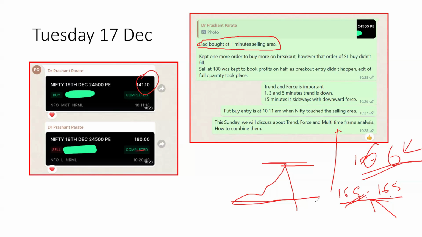But I had already kept this target of 180 because when a move happens rapidly, this would have given me profit, and then a retracement entry would have given me the opportunity to buy again with some profit cushion. So that way I had planned my trade. But as this entry did not happen, I exited my full position, and I did not take a trade again on that day. So let's go and check the charts.